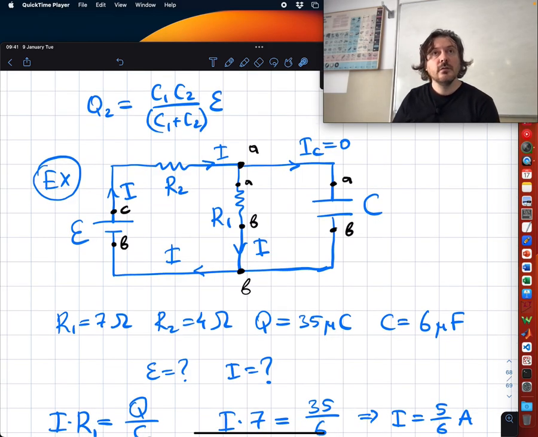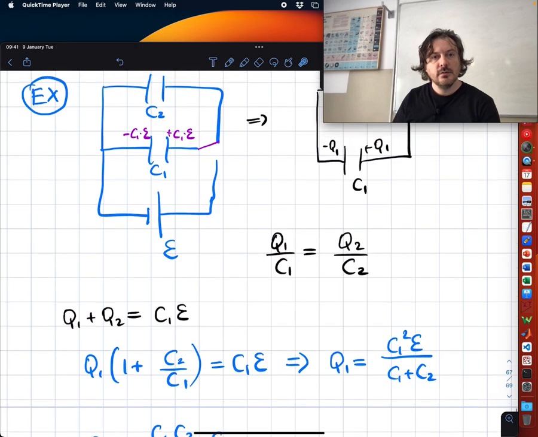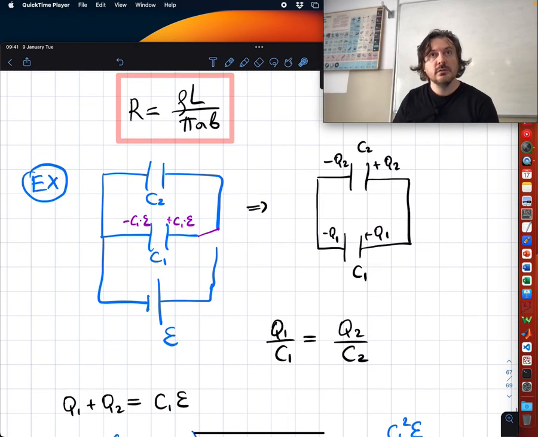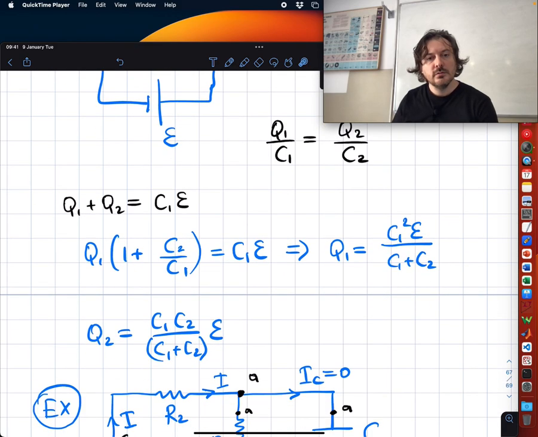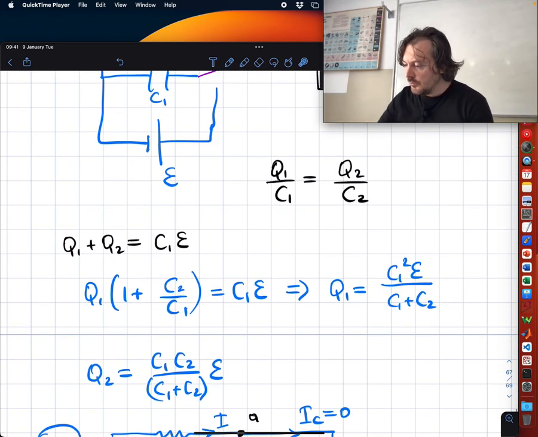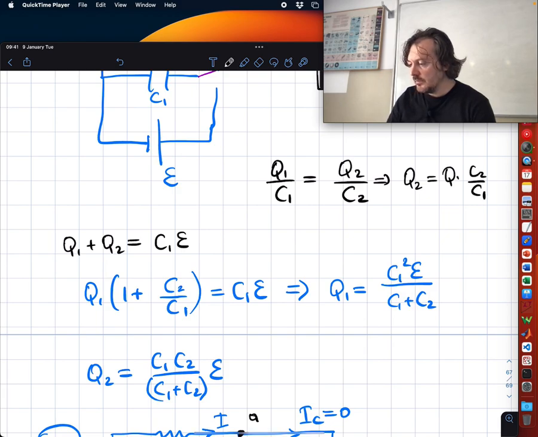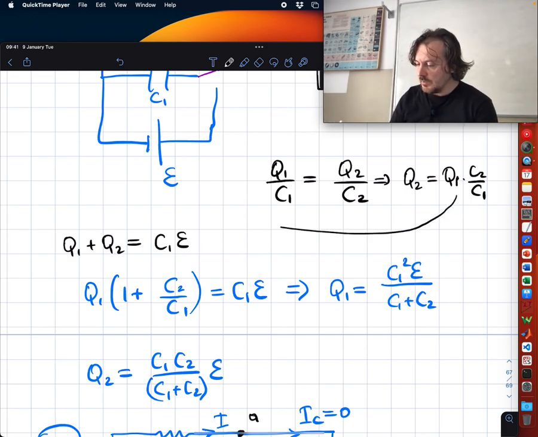May I ask something about the previous question, please? Yes, this one. In the a little bit bottom, you write something like 1 plus C2 divided by C1 times Q1. How can we find it? Sure. So I used this and I wrote Q2 is equal to Q1 times C2 over C1. Then I took this and put it here.